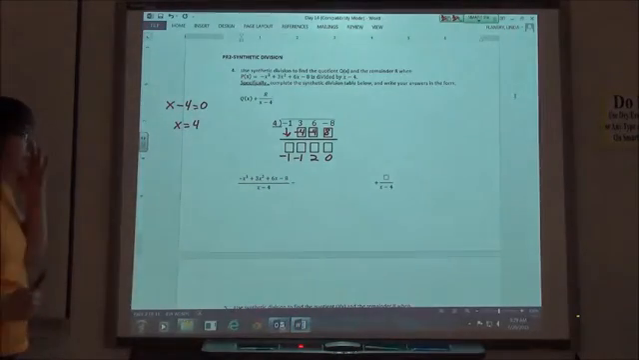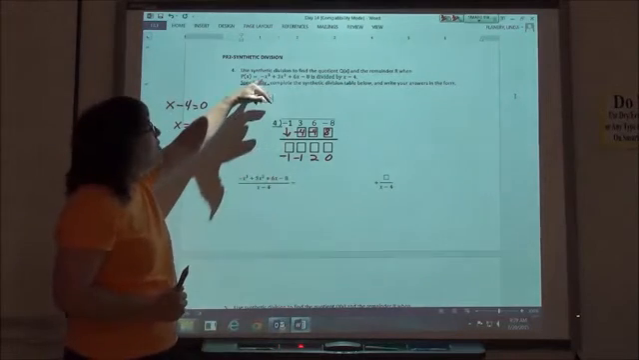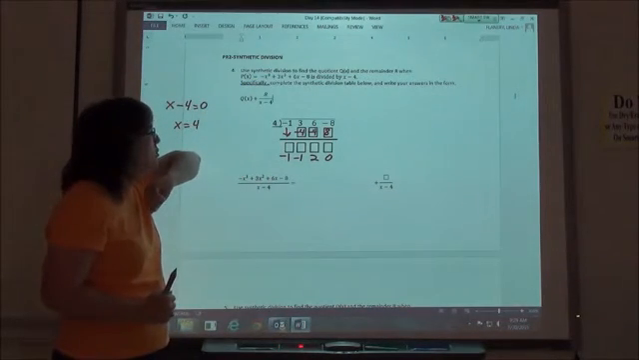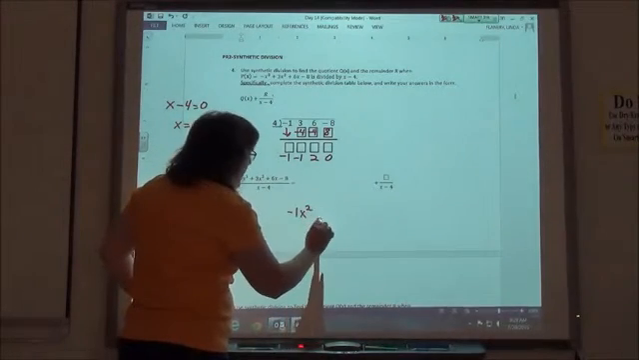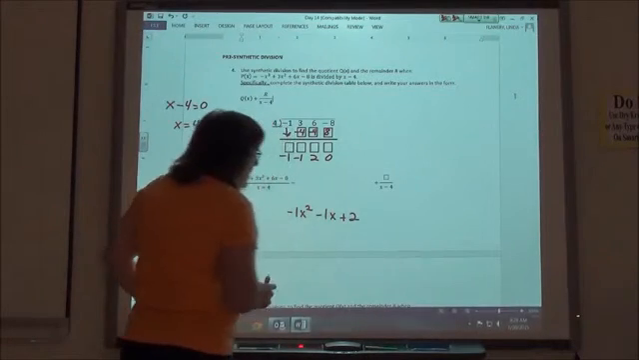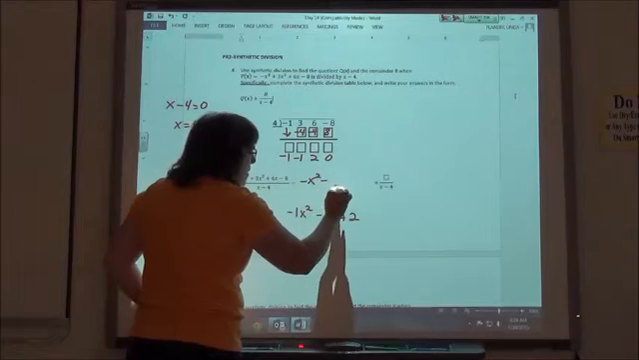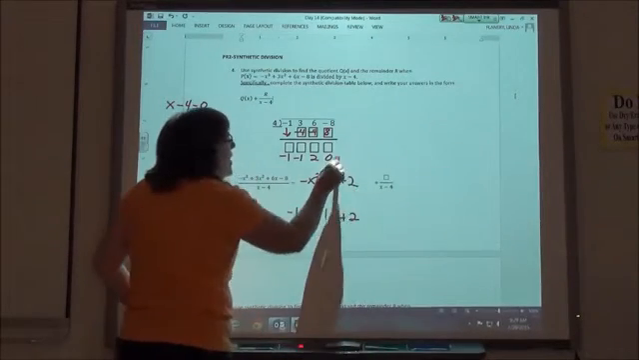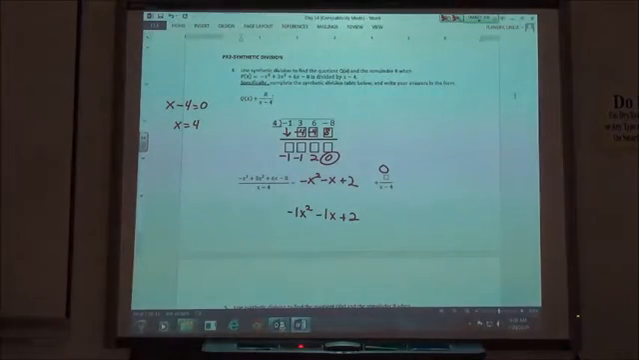So what happens is these are the coefficients of your answer, 1 degree less than your original polynomial. So I would have negative 1x to the second minus 1x to the first plus 2x to the 0. Of course, I don't need the 1's in front. So negative x squared minus x plus 2. The end number is your remainder. In this case, we got a remainder of 0.